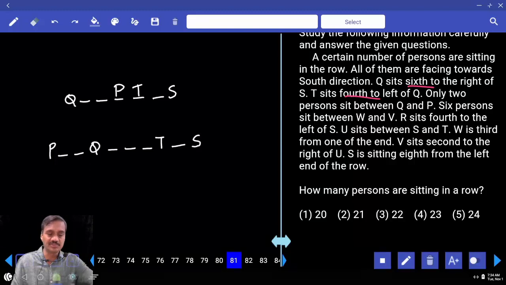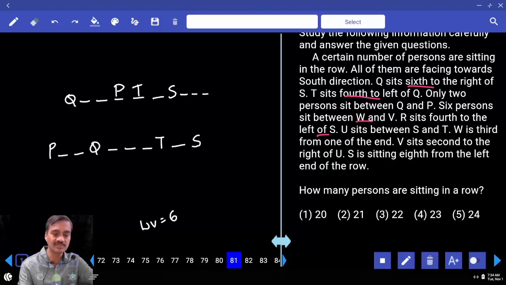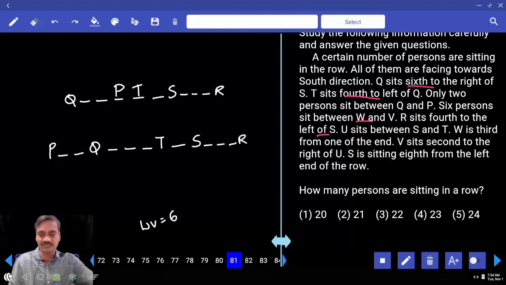And only 2 persons between Q and P. And 6 persons in between W and V. Now how many persons must be between W and V? 6 persons. Order is not given. R sits 4th to the left of S. On the left hand side of S, 4th position is R.